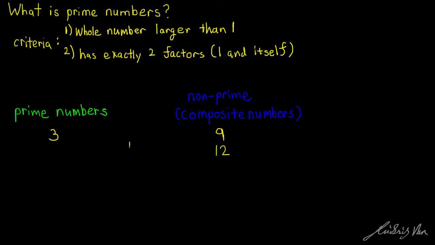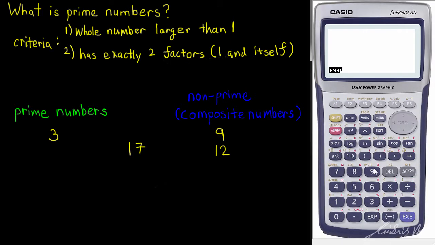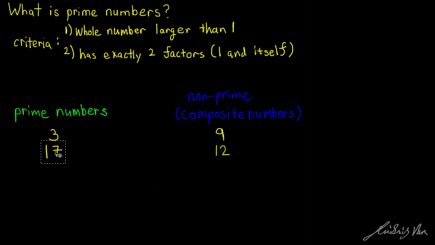How about the number 17? If you have problems figuring out whether 17 is a prime or a non-prime number, we can always whip out our calculator to test whether the number in question, in this case 17, is a prime number or not. So can 17 be divided by 3? No. Can 17 be divided by 7 to give a whole number? No as well. So 17 is a prime number.